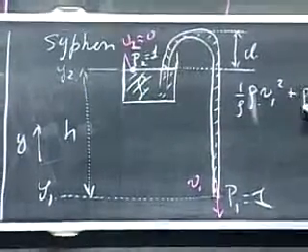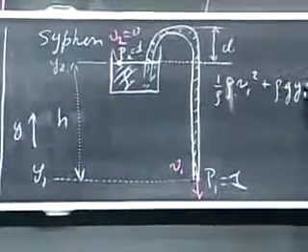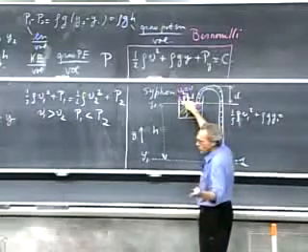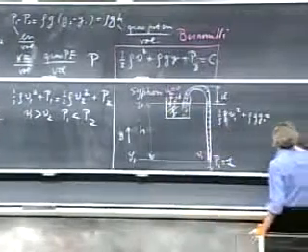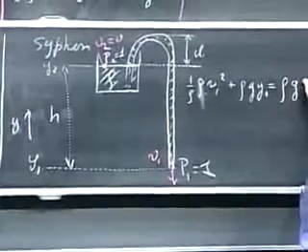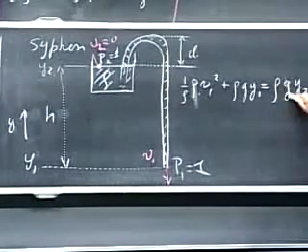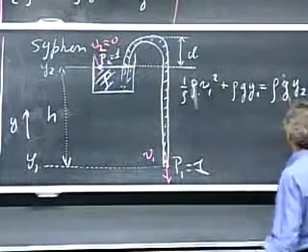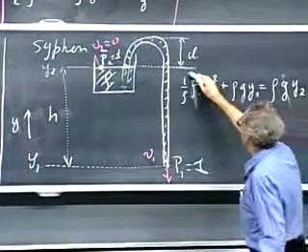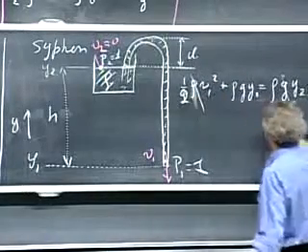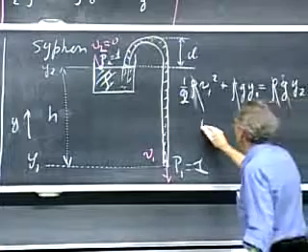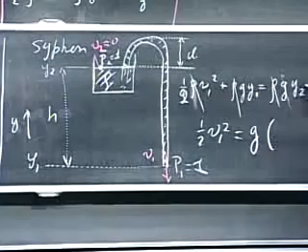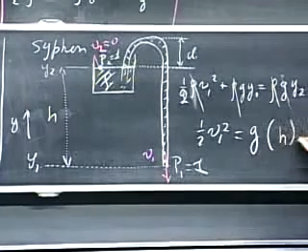plus rho G times Y1, must be 1/2 rho V2 squared, but we agreed that that was 0, so I don't have that term. So I only have rho G Y2. I don't lose my G's. 1/2 rho V squared, that's fine. And so I lose my rho. And so you get that 1/2 V1 squared equals G times Y2 minus Y1, which is H.